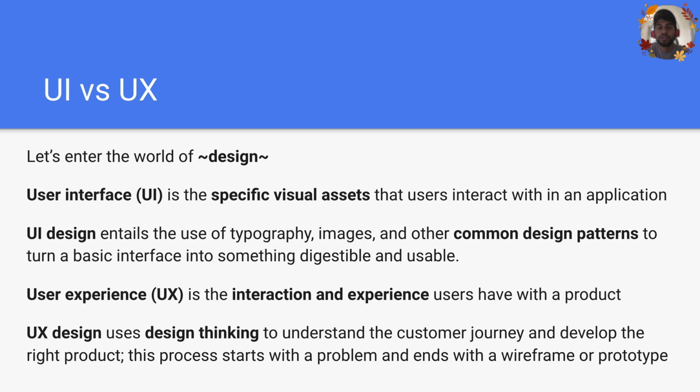Thinking about ordering food online for pickup delivery as an example, UI would focus on the visual design of the screens a user interacts with, such as which color to make the order button and where to place it on the page. This can also include any interfaces a user might come in contact with in-store.